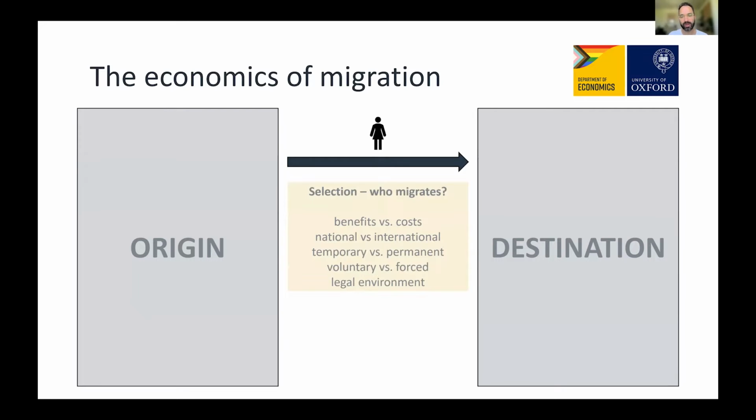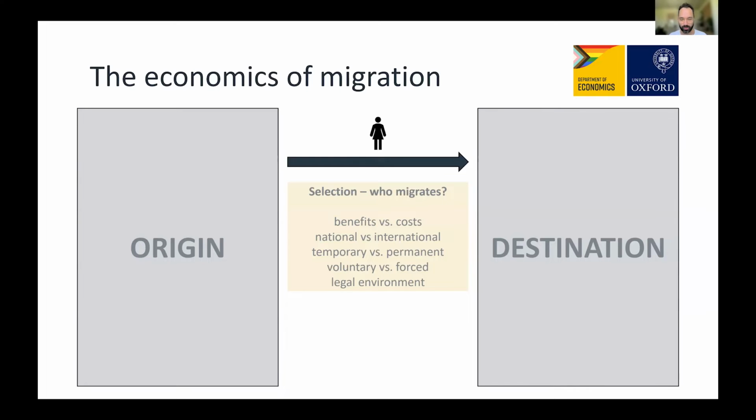So the first, of course, is who migrates? This is what we call selection in economics, who decides to go. And typically we'll model this, as economists do, as some decision that involves both benefits of migration and the costs of doing so.